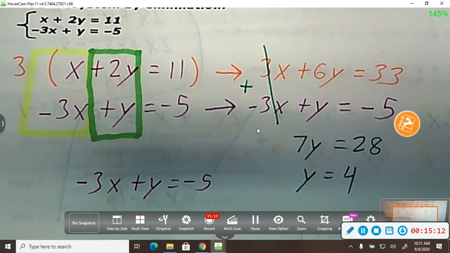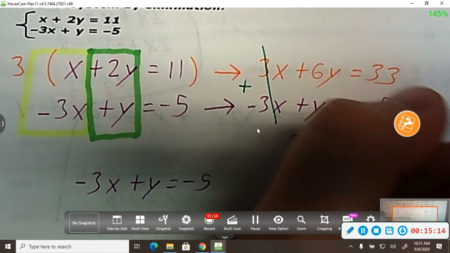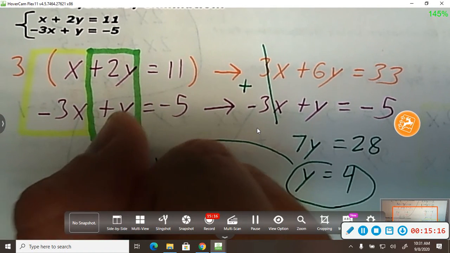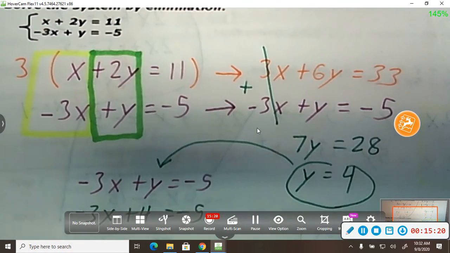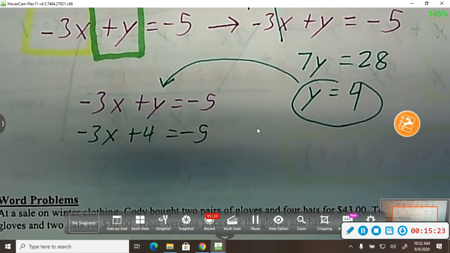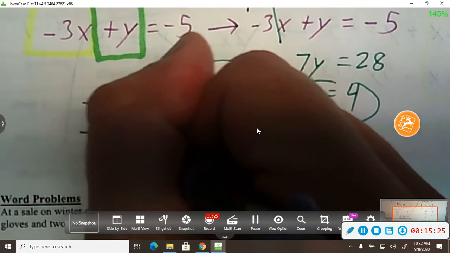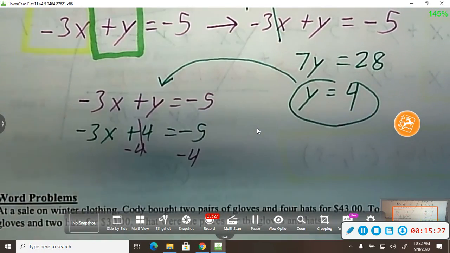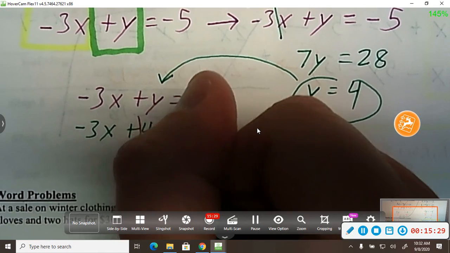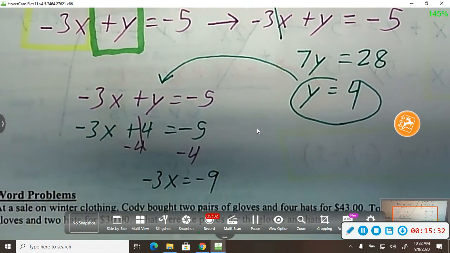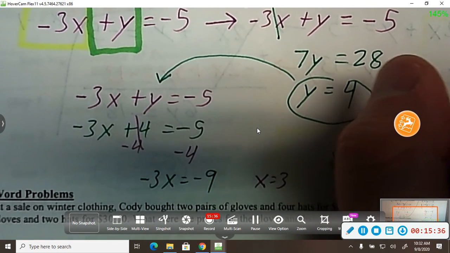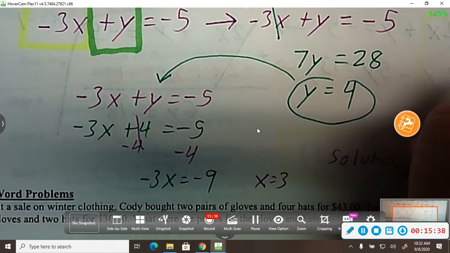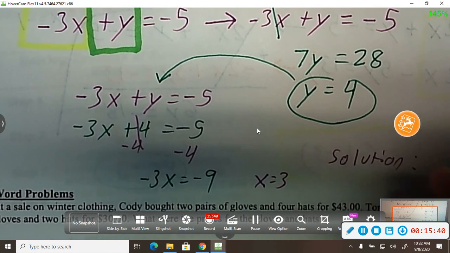We know y is 4. We plug 4 in. Subtract 4 from both sides. I get negative 3x is negative 9. Divide both sides by negative 3, and I get x is 3. So my solution, you can still read my handwriting when I write faster, sometimes I can't even read it, is 3, 4.